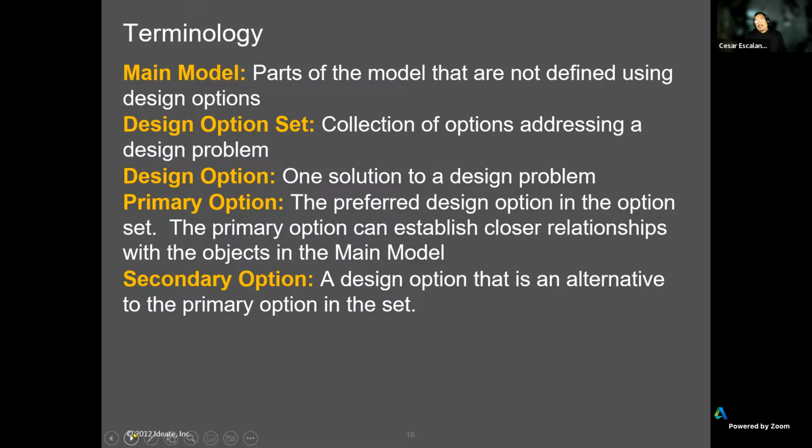Secondary options are alternative options to the primary. And the secondary option does not establish these closer relationships. And so that's one of the drawbacks of design options. If, for example, you extend a wall from a secondary option to the main model, that wall is not going to merge neatly. Only the primary option establishes these relationships.